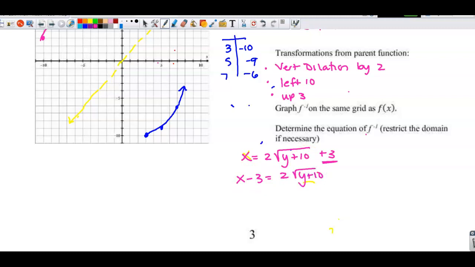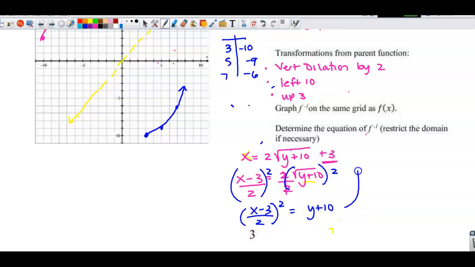And what you need to remember here is you cannot square this yet because the 2 is not under the square root. Only the y plus 10 is. So get rid of the 2 first. So now it's x minus 3 divided by 2 is equal to the square root of y plus 10. Now I can square this. So now my function is x minus 3 divided by 2, quantity squared, is equal to y plus 10. So my inverse equation is equal to x minus 3 divided by 2, squared, minus 10.